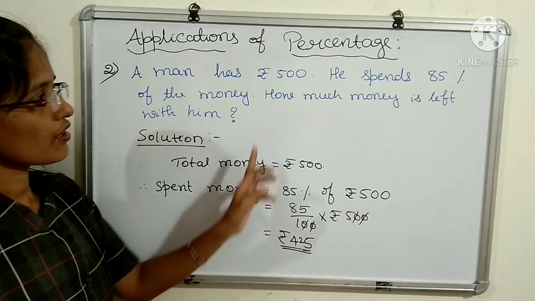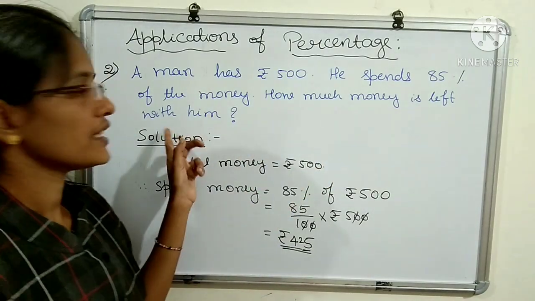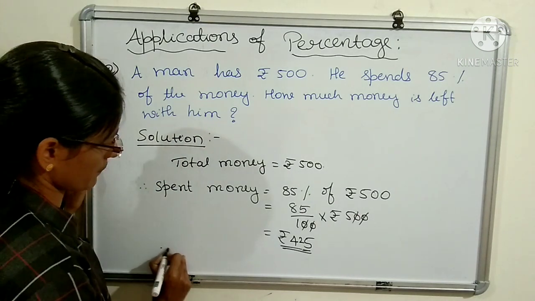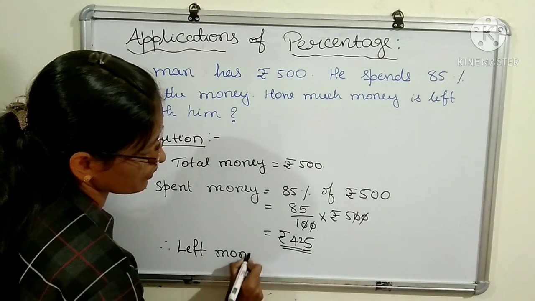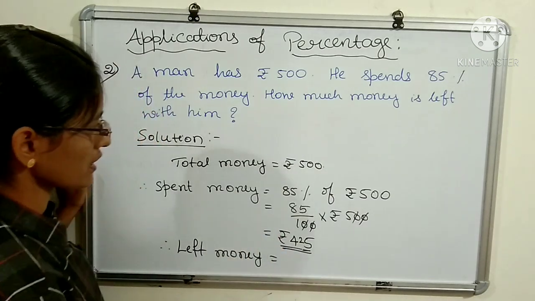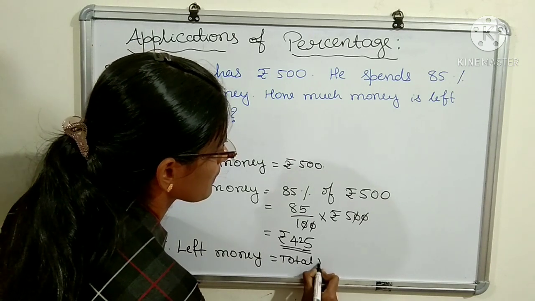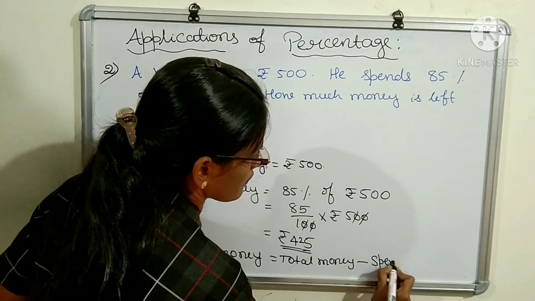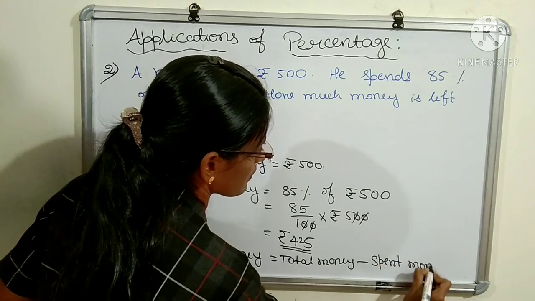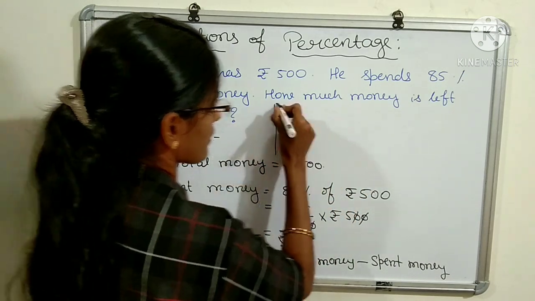Spent money. Now what we have to find? We have to find the left money with him. Therefore, left money. What we have to do here to find the left money? Your total money minus spent money. Here, no space, students. I'll write here.